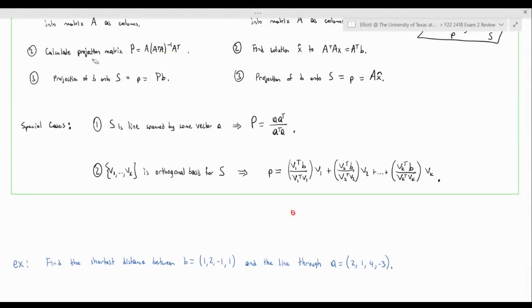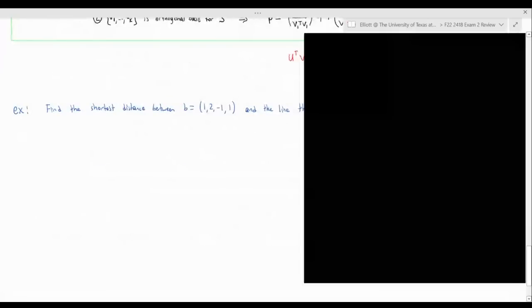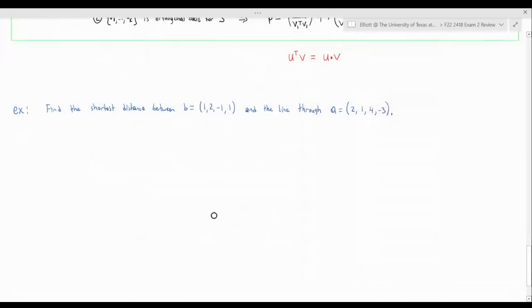A quick comment: whenever you have a vector transpose times another vector, this is equivalent to just doing the dot product of the two vectors. So sometimes you'll see these formulas written as dot products in the numerator and the denominator, okay? I'm going to try to wrap up by 7, I guess. So let's do some examples real quick and we'll end it with that.